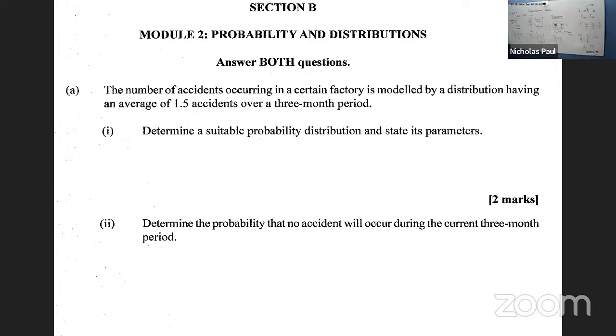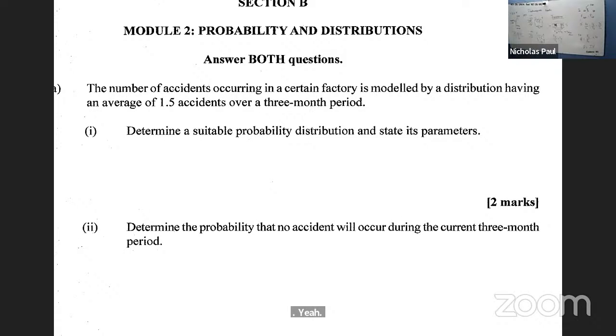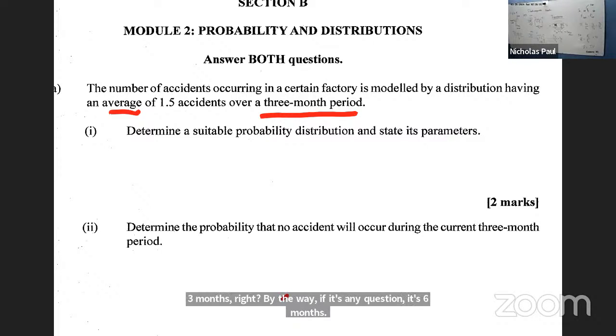Think about it. What do y'all think? What distribution do you think of? Poisson, very good. So you got Poisson. Keyword: average. 3 months, right? By the way, if the question changes now and it says 6 months, what would lambda mean? Lambda will double, right? Nice.